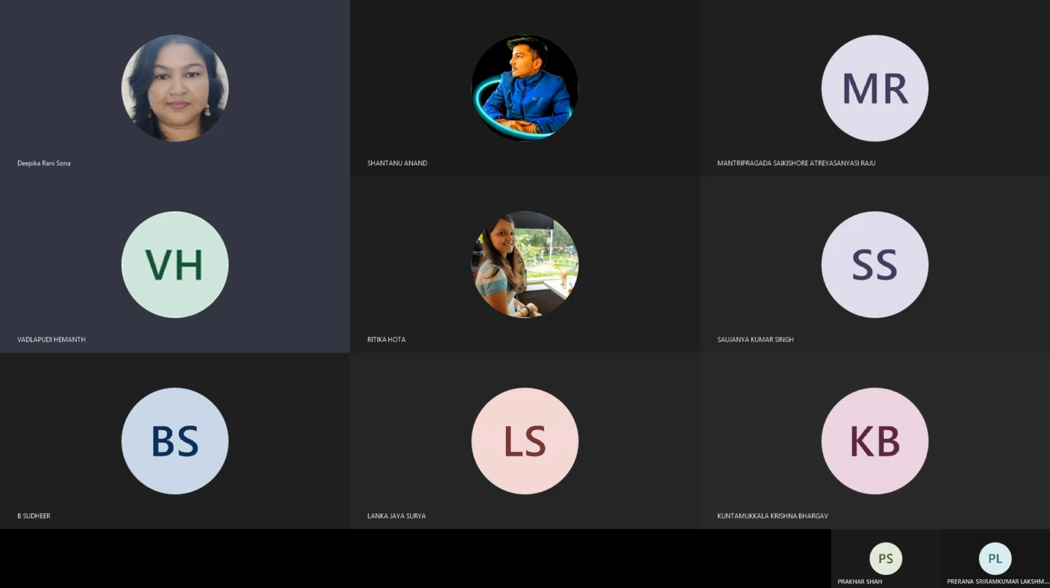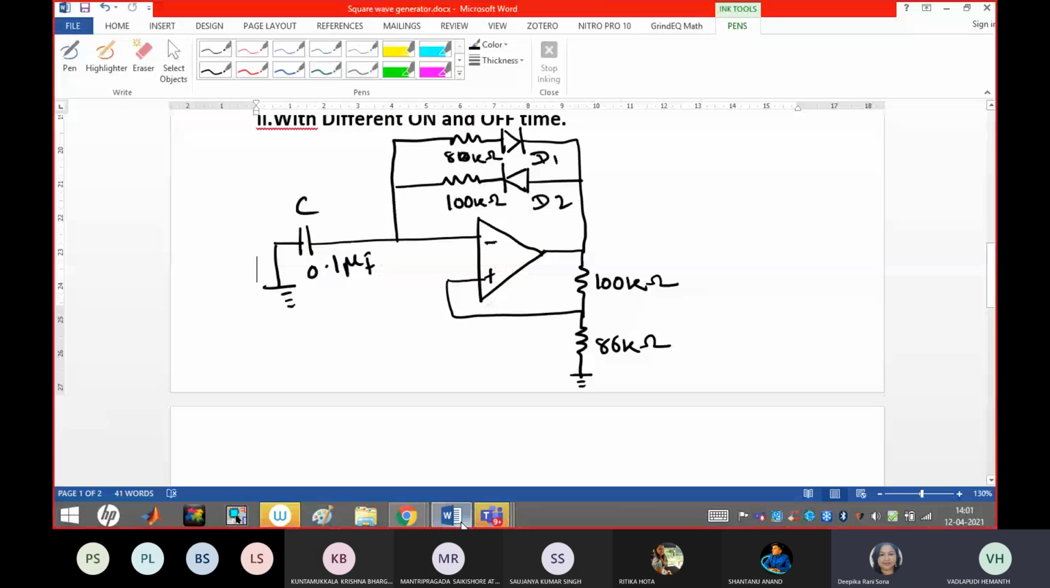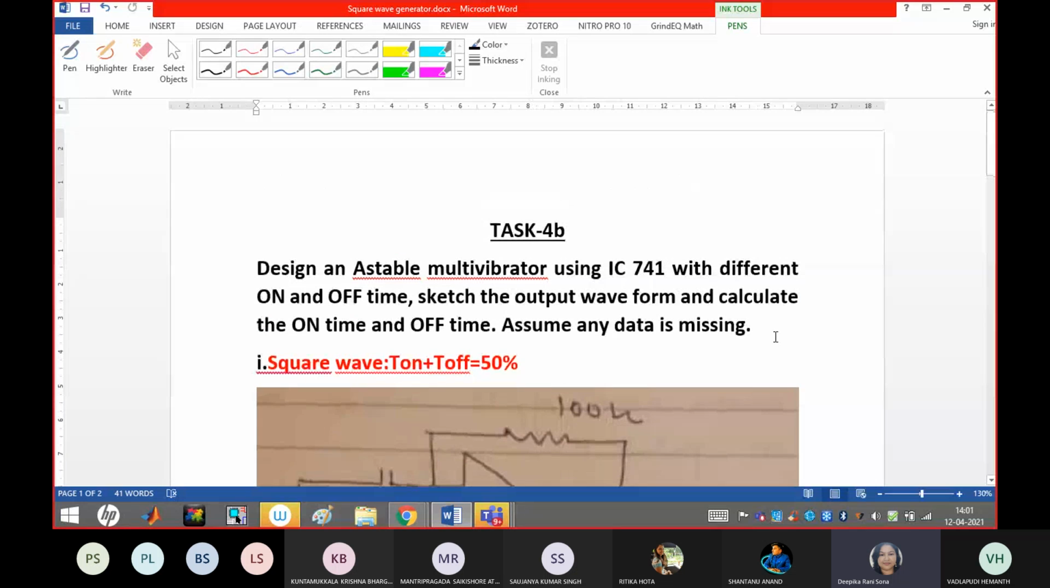Last class we have done the Schmitt trigger circuit, right? Yes, ma'am. Okay, that is your lab task A, and today we are going to do lab task B. So what is the question for that? You have to design an astable multivibrator with different on time and off time.